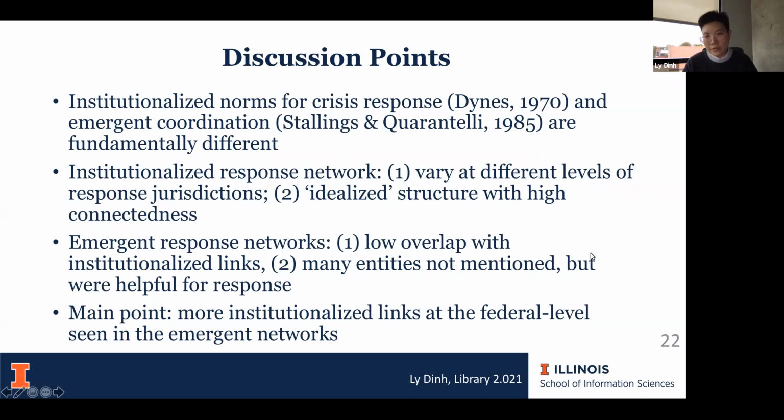Emergent response network, however, looks different. It's much bigger with lower overlaps, more sparse, but also with many entities that were not mentioned but also helpful for response. So the main point that I take from this is actually, if we look at the levels of overlap as indicators of what was meant to happen did happen in response, then there were more institutionalized links at the federal level seen in the emergent networks, right? So federal level were frequently mentioned. I think FEMA always came across the minds of people, and also Department of the Interior were involved, and other federal organizations, but not so much as we see overall for state or local level.